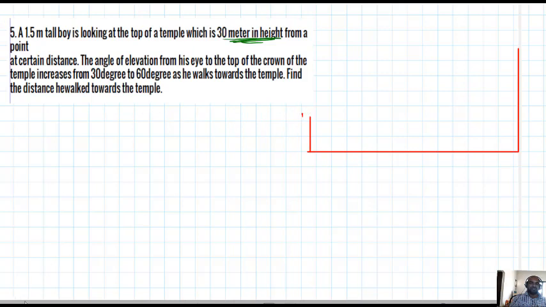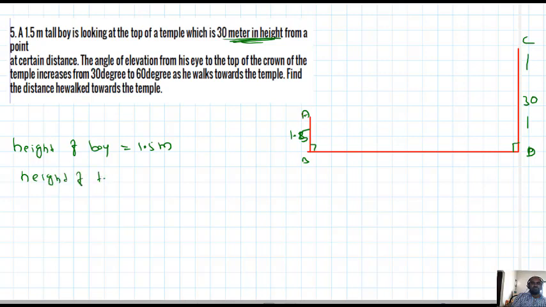See, AB is the height of the boy, CD is the height of the temple, and BD is the distance between observer and temple. So this is given 1.5, this is given 30 meters. Height of the boy equals 1.5 meters. Height of the temple equals 30 meters.